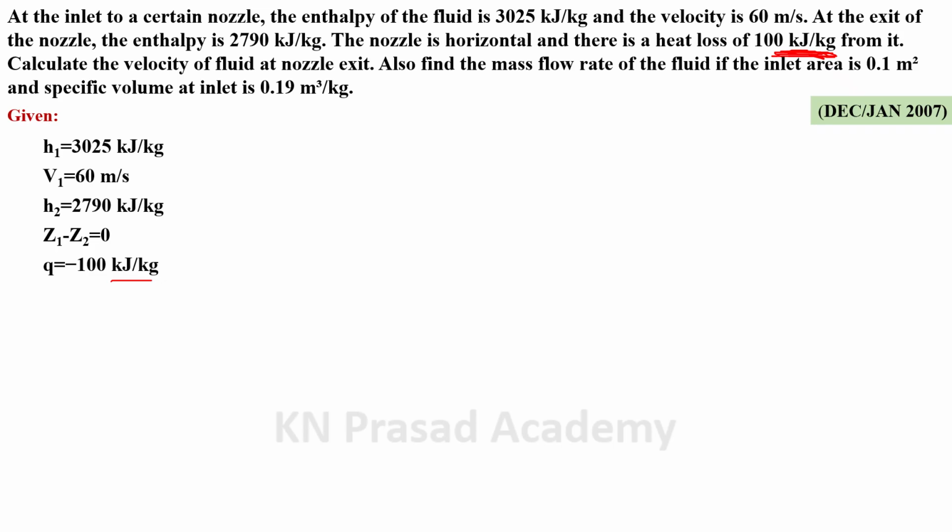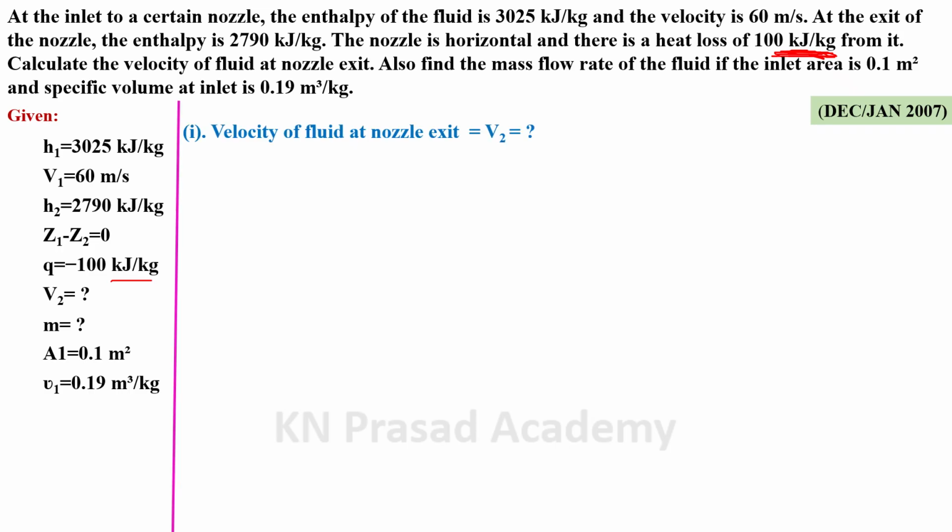Calculate the velocity of fluid at nozzle exit. So we have to determine the V2. Also find the mass flow rate of the fluid if the inlet area is 0.1 meter square and specific volume at inlet is 0.19 meter cube per kg. So we have to determine the mass flow rate, and given the inlet area A1 equal to 0.1 meter square, and specific volume at inlet also given, that is nu1 equal to 0.19 meter cube per kg. So first we have to determine the velocity of fluid at nozzle exit. So how to determine the V2 value.